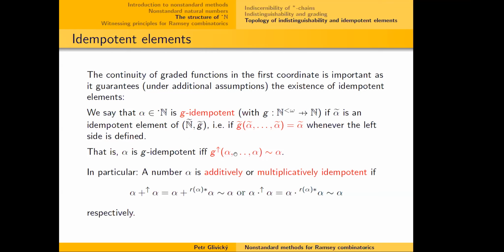This can be rewritten using all the definitions: alpha is g idempotent if and only if the graded g applied to all alphas is indistinguishable from alpha, from the original. And again, the special cases for addition and multiplication are written here. Alpha is additively or multiplicatively idempotent if alpha graded plus alpha is indistinguishable from alpha, and the same for the multiplication. So these are idempotent elements.